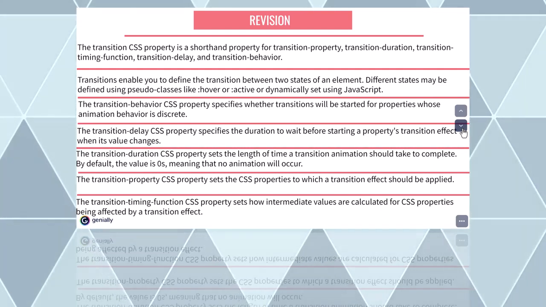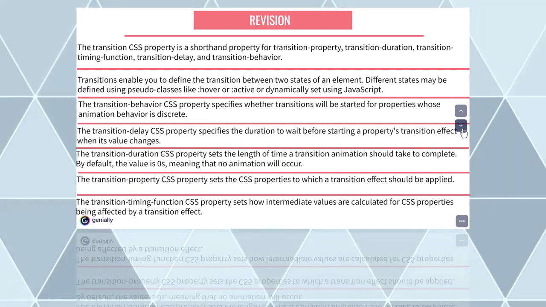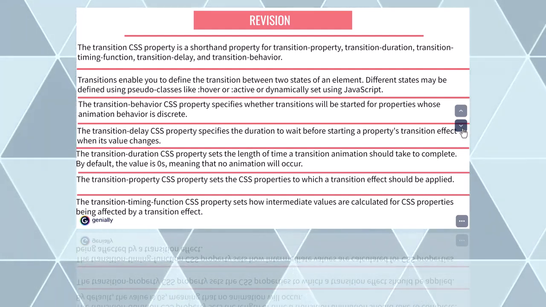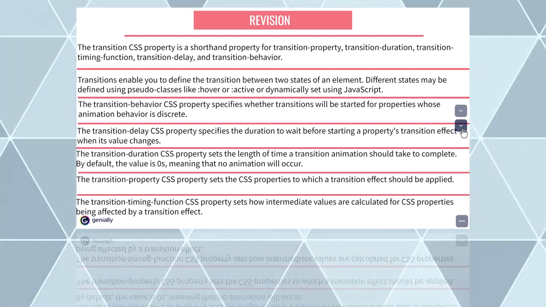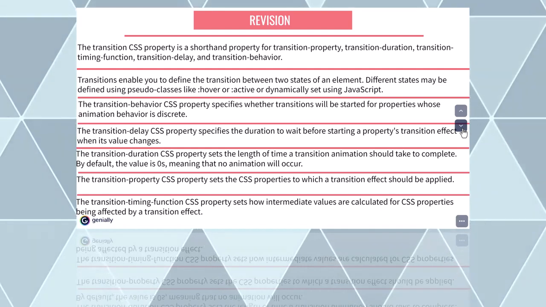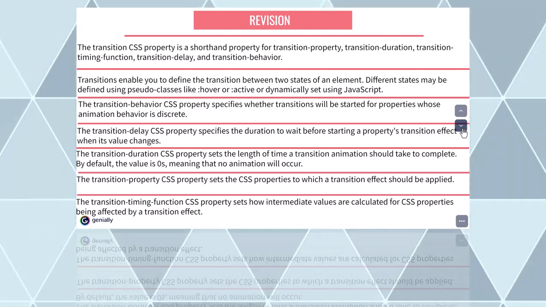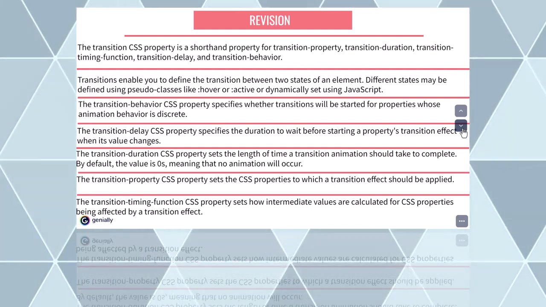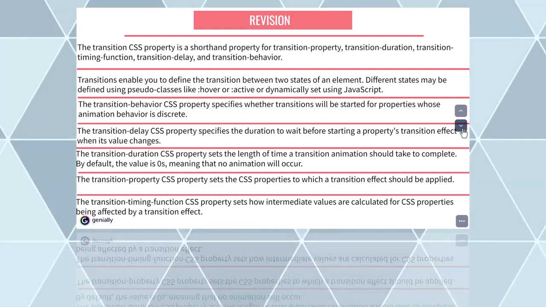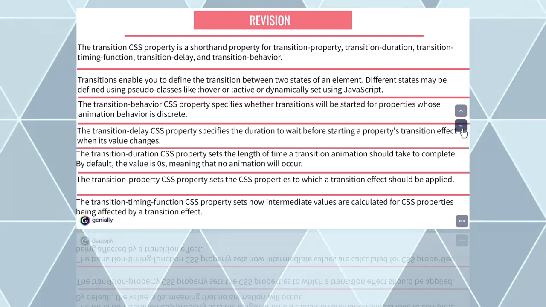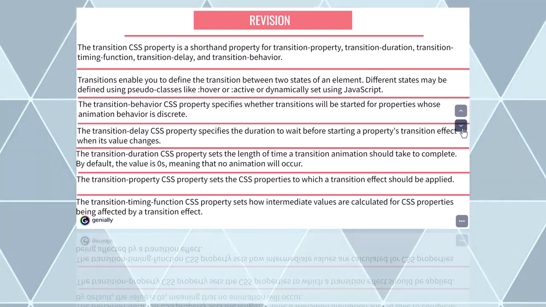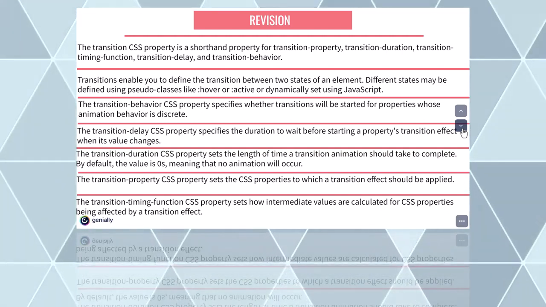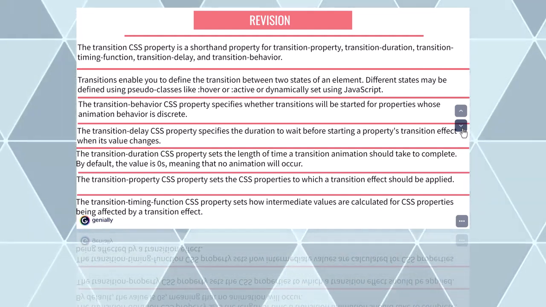The transition CSS property is a shorthand property for transition property, transition duration, transition timing function, transition delay, and transition behavior. So the transition CSS property is a shorthand property. Remember what is a shorthand property? It means it has constituent properties that it goes with. Those properties are as follows: transition property, transition duration, transition timing function, transition delay, and transition behavior.